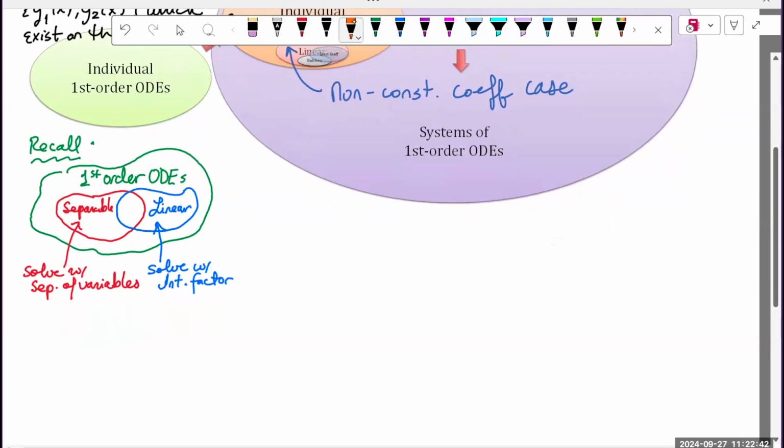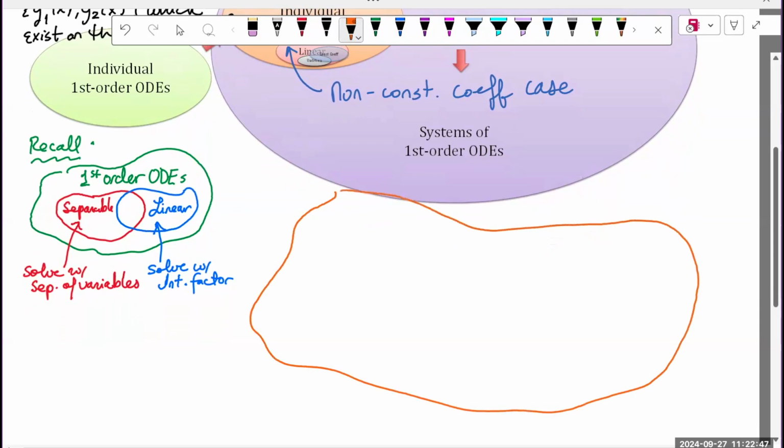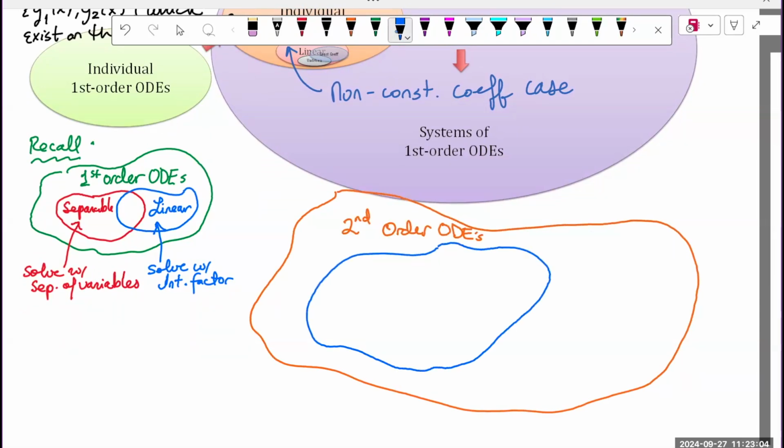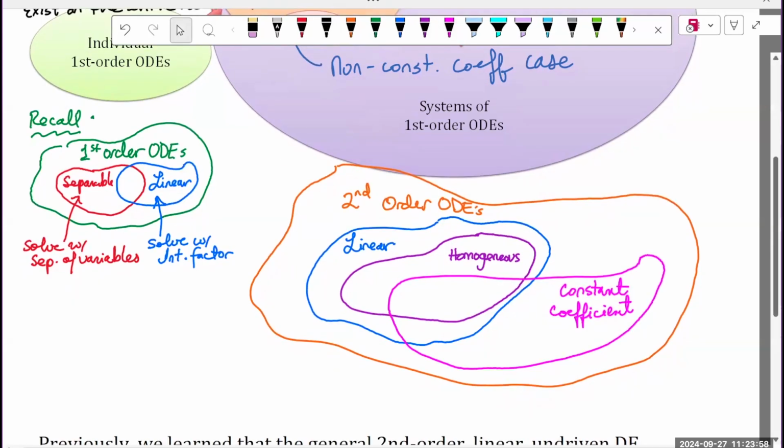Now, in the world of second order ordinary differential equations, we learned some other techniques. Within that world, we can also have linear differential equations. Within the world of linear differential equations, we can ask if they are homogeneous. And overlapping both of those, we have constant coefficient equations. The techniques we have available to us so far include, if we are in this intersection of linear, homogeneous, and constant coefficient equations, we can use the characteristic polynomial approach.